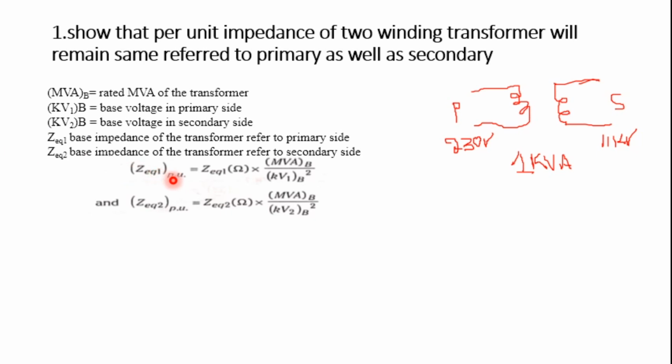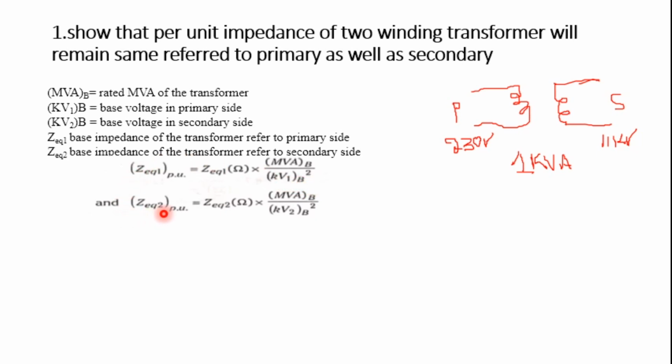Z equivalent 1 in per unit is equal to Z in ohm, already we know, into MVA base divided by kV base squared. This is what is referred to the primary side. Z equivalent 1 is referred to the primary side. This is also Z equivalent 1 in ohm. MVA base is common to both the primary and the secondary side, so divided by kV1 squared, because it is subjected to 1, meaning the primary. Z equivalent 1 per unit is equal to Z equivalent in ohm into MVA base divided by kV1 base squared. Already we know the equation.